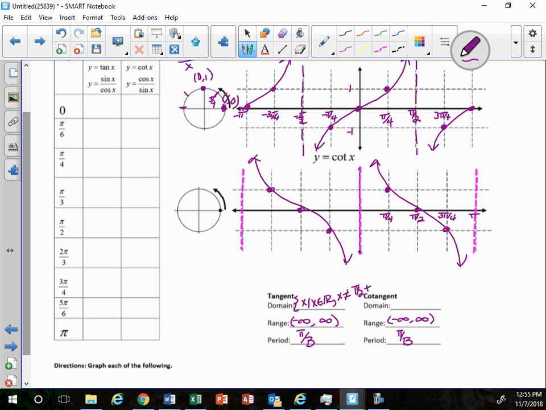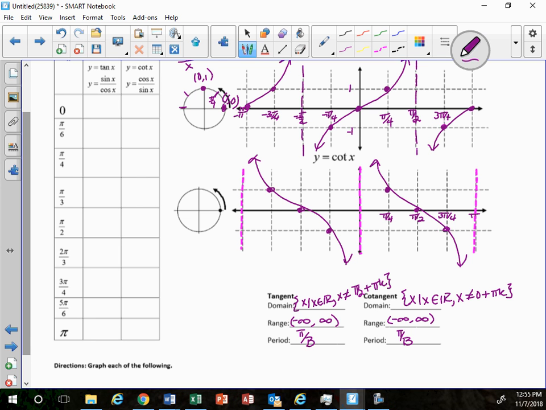Negative pi over 2 to positive pi over 2. That's a length of pi. So plus pi k. So for cotangent then, it's going to be x, such that x is an element of the reals, but x cannot equal 0 plus pi k. That works. If you just told me pi k, that's fine too.